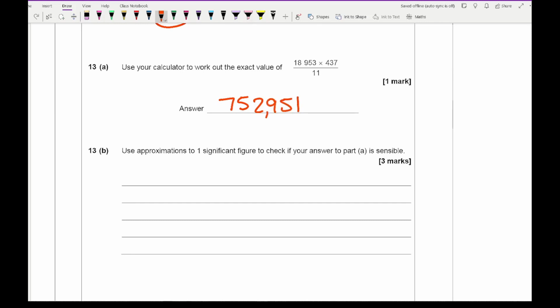752951. And then the question says use approximation to 1 sig fig to check to see if your answer in part A is sensible. Well, if we round this number to 1 sig fig, the first sig fig represents 10,000, so we round that number up to the nearest 10,000, and that's going to be 20,000. We then round this number here to 1 sig fig, which is 100, so we round that number up to the nearest 100, and that's going to give me 400. And then finally we round the denominator, we look at the first sig fig, which represents 10, so we round that number up to the nearest 10, and that then is 10. So then working this out, I've got 2 times 4, which is 8, and then how many zeros?